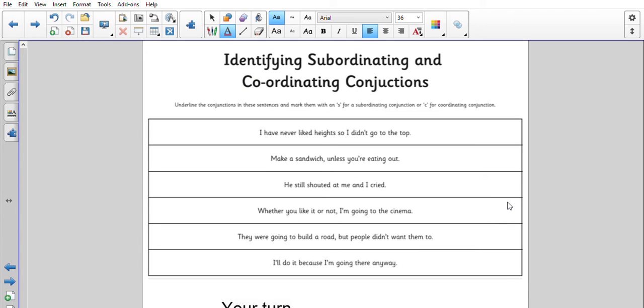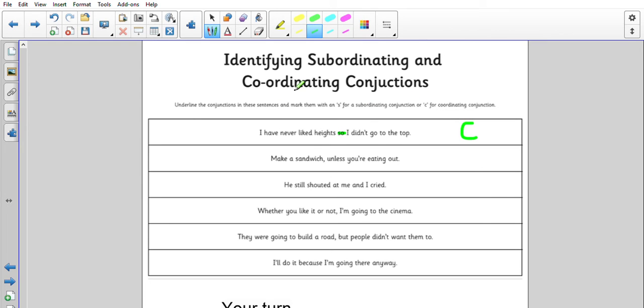So what I would like you to do today is identify the subordinating and coordinating conjunctions in the sentences. We'll do the first one together. "I have never liked heights, so I didn't go to the top." So we've got the word so, and is that a coordinating conjunction or a subordinating conjunction? Well done if you said it's a coordinating conjunction. As you can see on the screen, that's how I would like you to answer those questions.